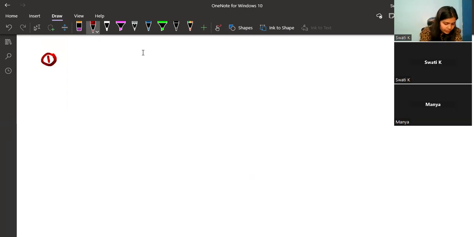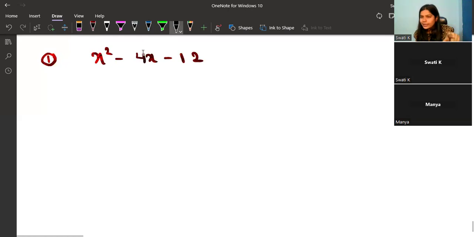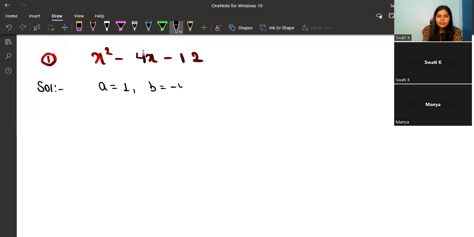So the first question is x square minus 4x minus 12. At any point, Manya, if you feel like, no, stop, I did not understand this step, feel free to stop me. Okay, Manya? All right, so let's start. First thing is a is equal to 1, b is equal to minus 4, c is equal to minus 12. I'm just doing it a little fast. As I said, if you want me to stop, stop me.